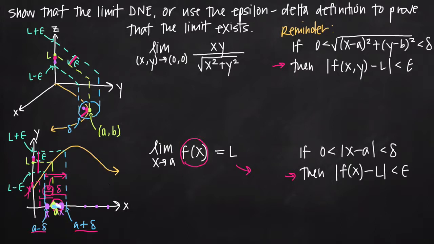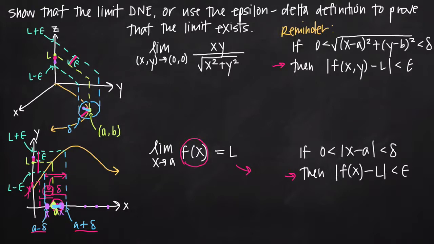Well, really, instead of this distance between x and a, we're looking for the distance between x and (a, b). In other words, the radius. This distance right here between our purple dot and our green dot is the radius of our circle. And we need that radius to be positive, greater than 0, but also less than delta.